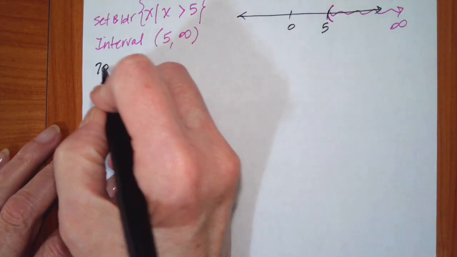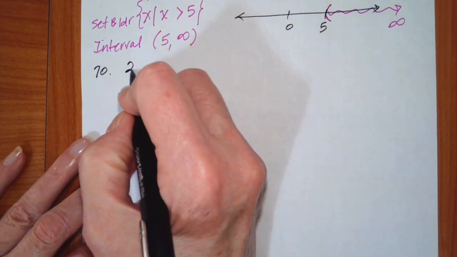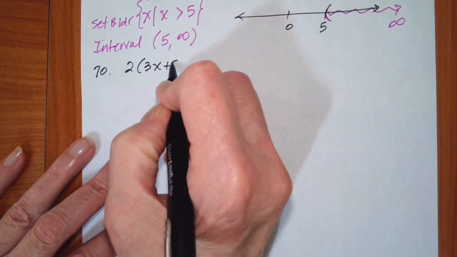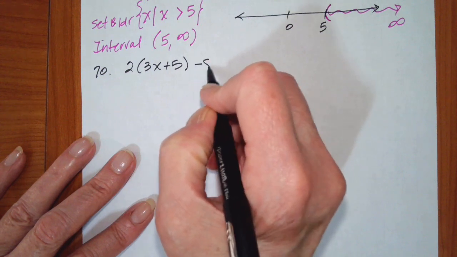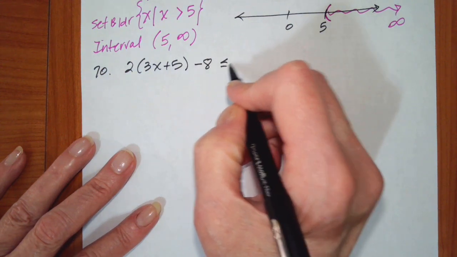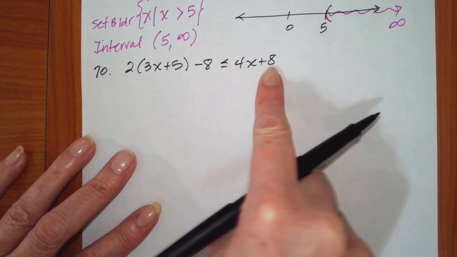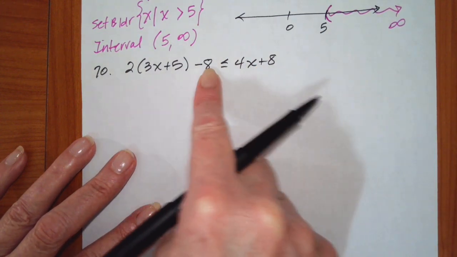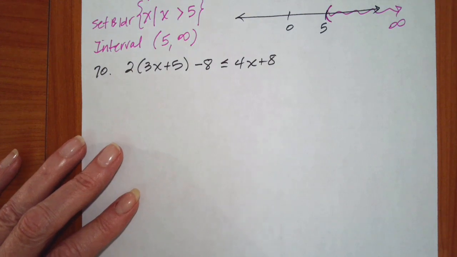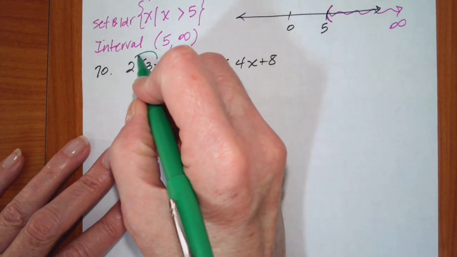And finally, our last problem. If I have 2 times 3x plus 5 minus 8 is less than or equal to 4x plus 8. The right side of this is fine. The left side, I can tell I'm going to have to do a couple of things. So I'm going to start off by distributing.